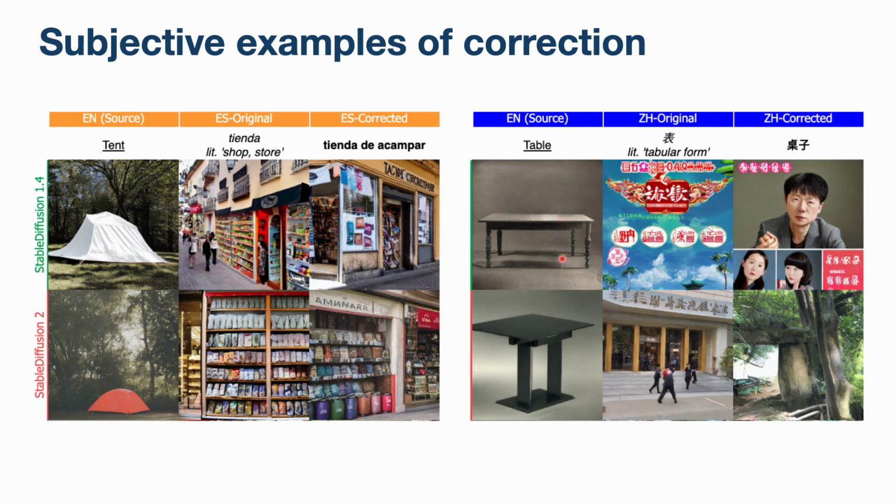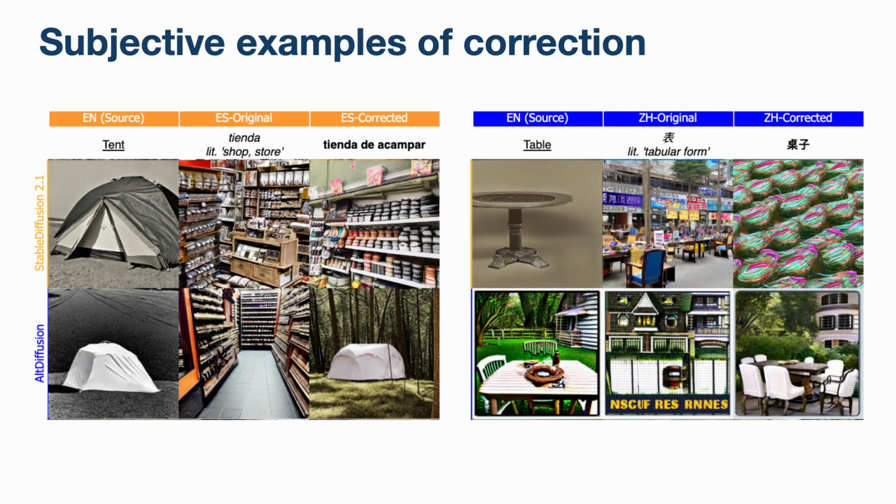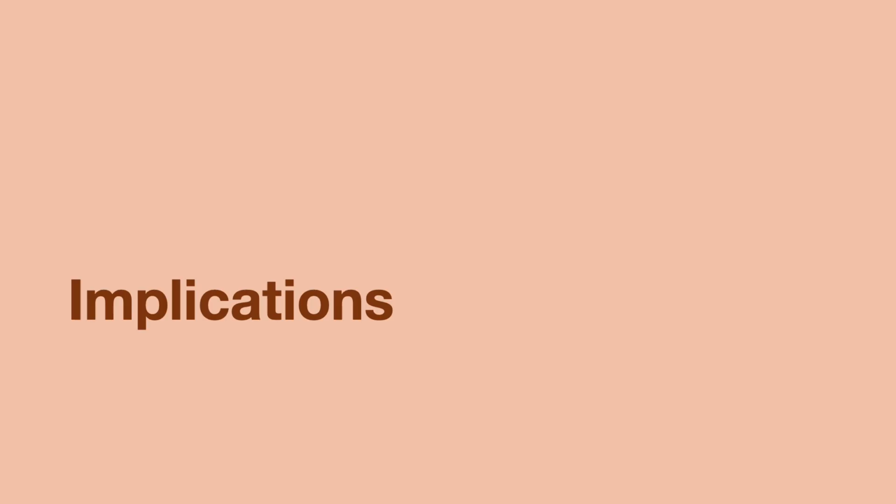Similarly here, for table, the original translation was with respect to a tabular form. We corrected it to the term that means table, and we find no improvement for Stable Diffusion 1.4 and Stable Diffusion 2. But when we go to look at Stable Diffusion 2.1 and Alt Diffusion, we find that for this model that has the best performance in the multilingual setting, Alt Diffusion, both of these false negatives that were originally assessed are fixed by applying this translation correction.